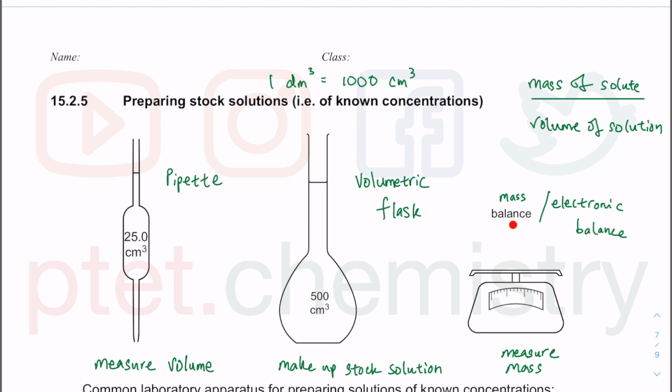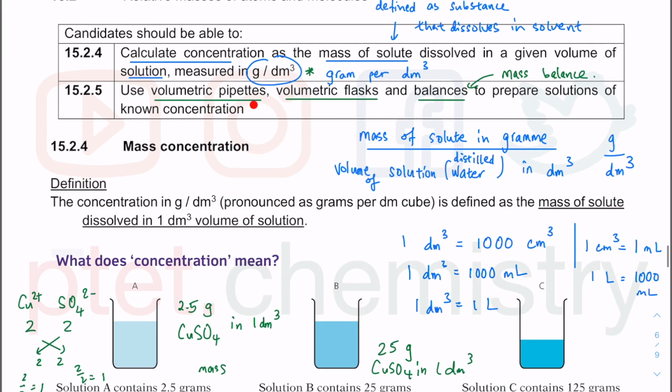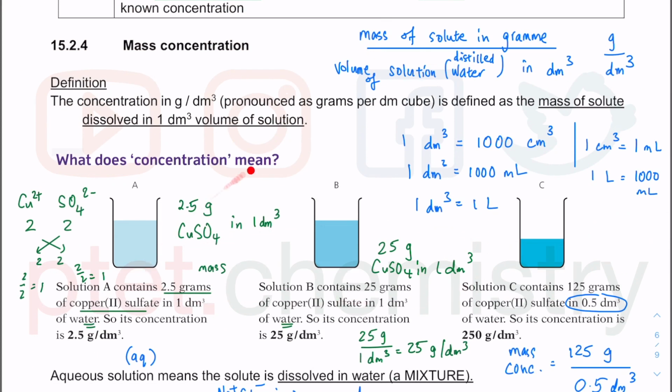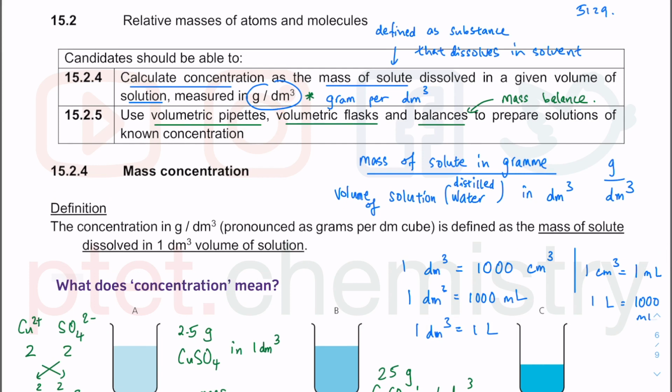These apparatus are required: mass balance, volumetric flask, and volumetric pipette. Pipette is spelled P-I-P-E-T-T-E, as stated in the syllabus. And of course, we need those to prepare solution. Solution is not a pure substance. It consists of the solute dissolved in the water. So the mass of solute in gram dissolved in 1 dm cube of solution gives you the unit of gram per dm cube as the concentration, which you need to be able to calculate.